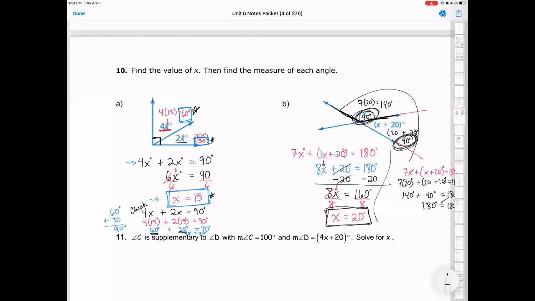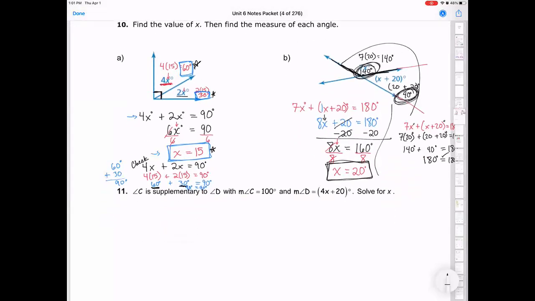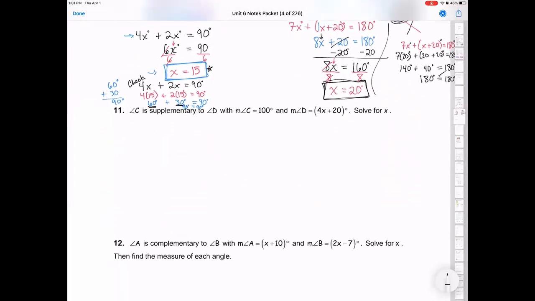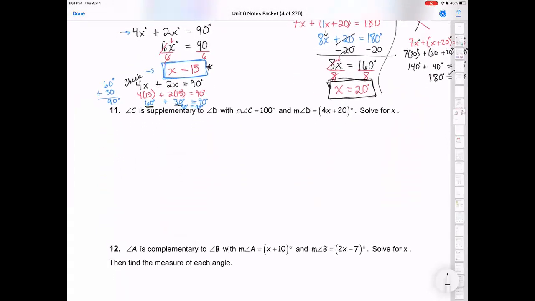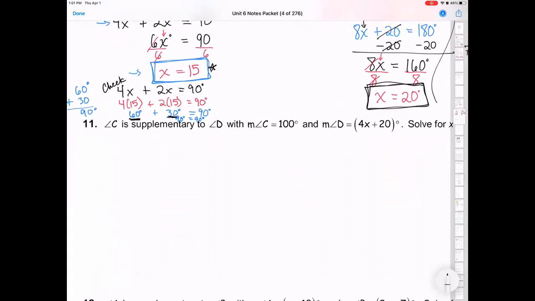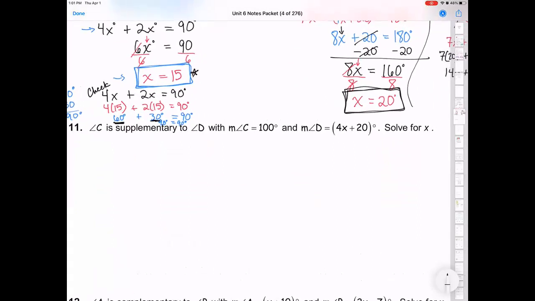All right, now we're shifting on to example 11. And what I would love for you guys to do is, well, we'll read it together here. It says angle C is supplementary to angle D. And angle C is 100 degrees, whereas angle D is this 4x plus 20 degrees. So we don't quite know what angle D is. And our goal here is just to solve for x.